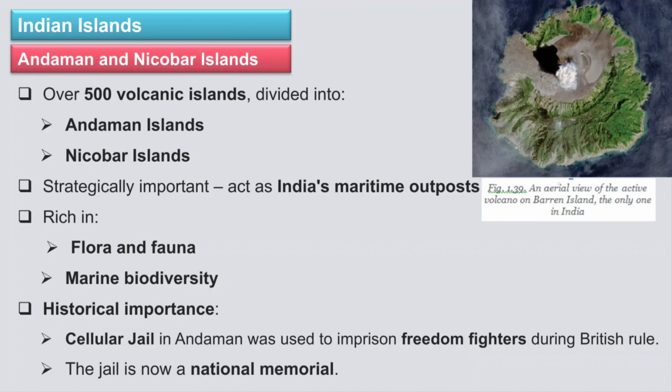Here is an aerial view of the active volcano on Barren Island. This is the only one in India. The only active volcano in India is Barren Island, which is in the Andaman and Nicobar Islands.